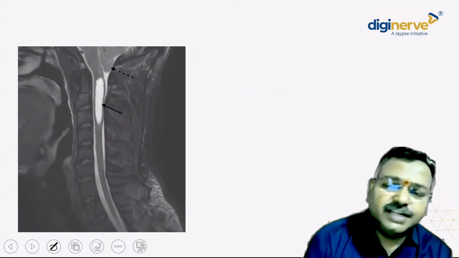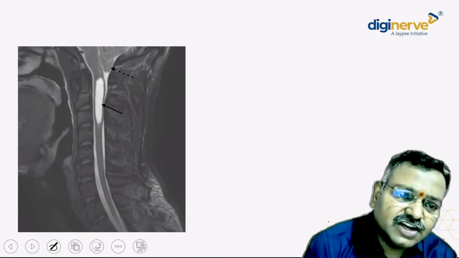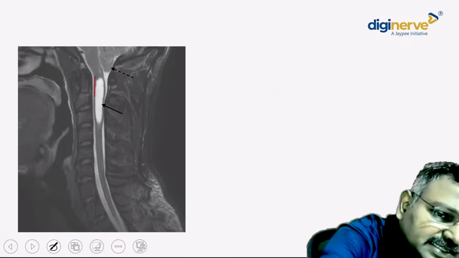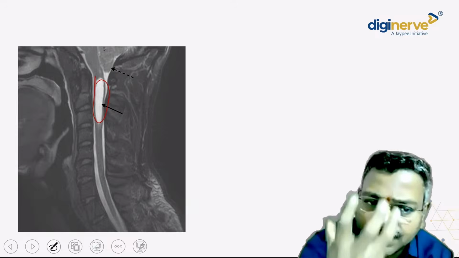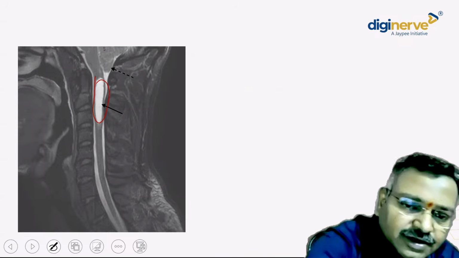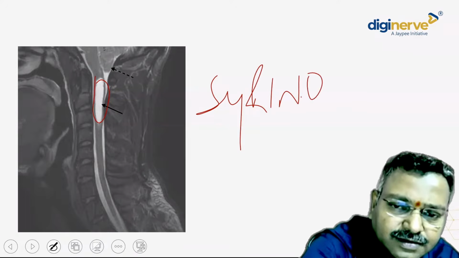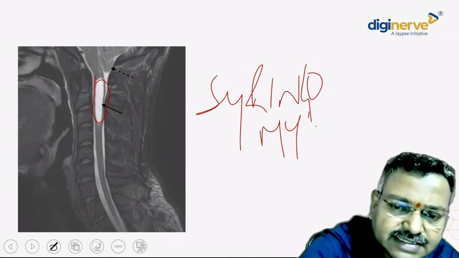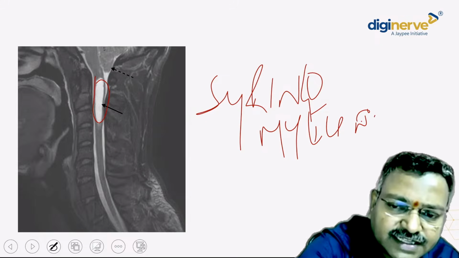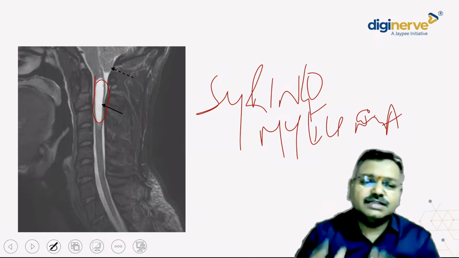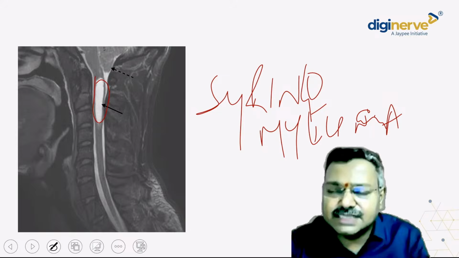So here you have a sagittal section of the cervical cord, and you're finding a hyperintensity, a rounded hyperintensity located in the center of the spinal cord. This is the classical syringomyelia. So syringomyelia is a central cord lesion where there are cavities that are formed in the center of the spinal cord. It starts compressing eccentrically.